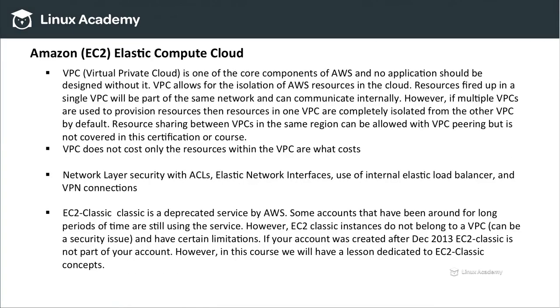Virtual private cloud is one of the core components of Amazon Web Services. And really, nowadays, no application that utilizes EC2 or RDS should be designed without it. VPC allows for the isolation of AWS resources in the cloud. Resources fired up in a single VPC will be part of the same network and can communicate internally. This means that two EC2 instances that belong to the same virtual private cloud can communicate internally without leaving the virtual private cloud using their internal IP addresses.